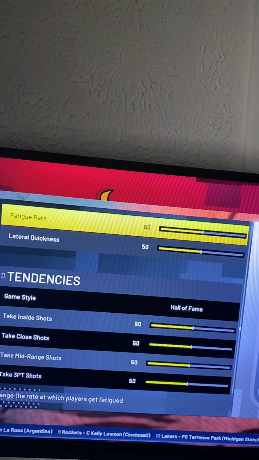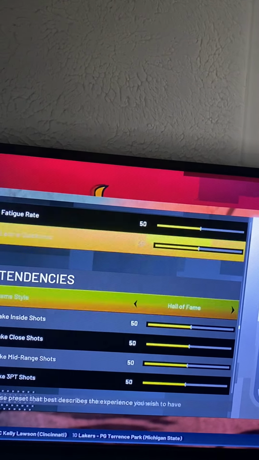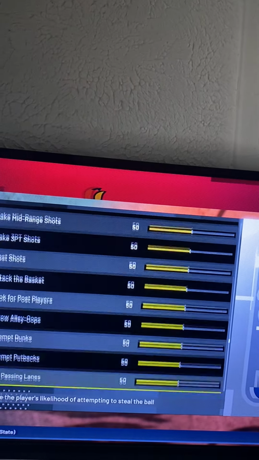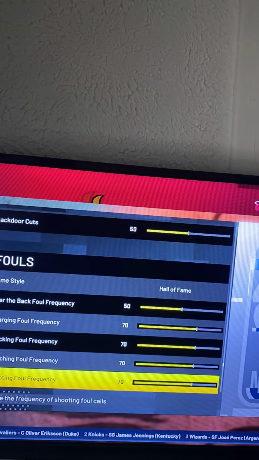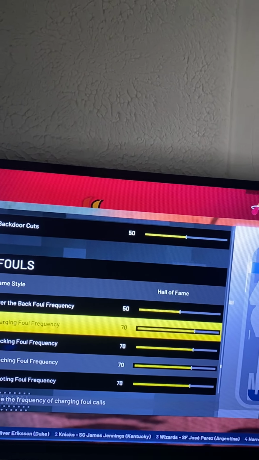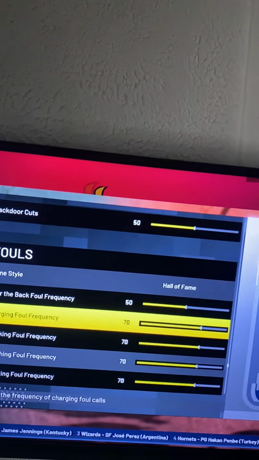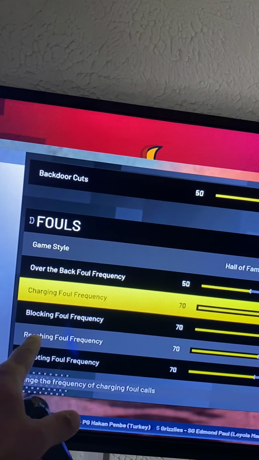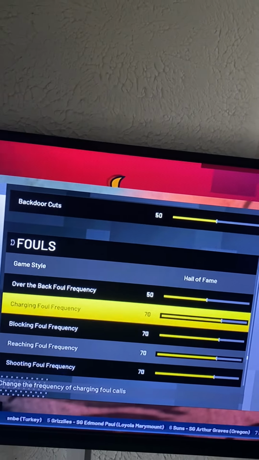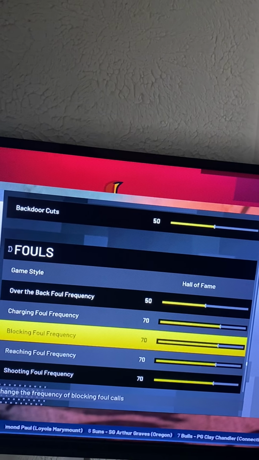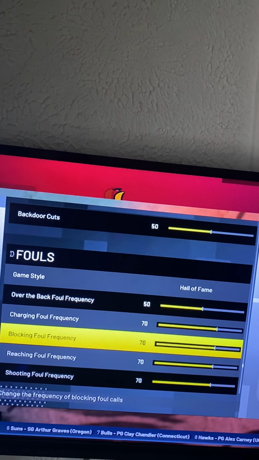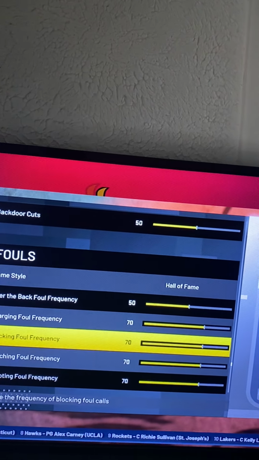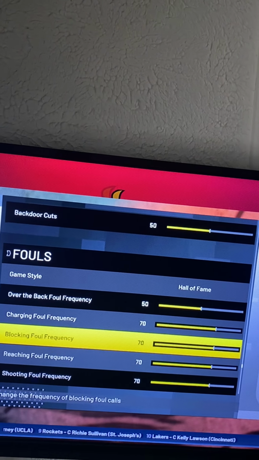And if you notice about this game, there is no charge. Matter of fact, let me go here. If you ever notice, when they first came out with 2K13, you were able to get charge calls, right? You were able to get blocking calls. Notice in this game, there are no charge calls and no blocking calls. It's because, like I just previously said, the CPU wants to keep you at a disadvantage.